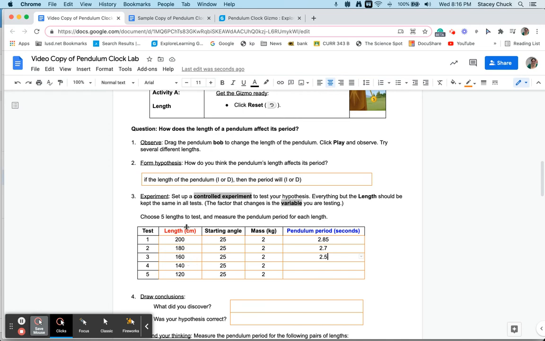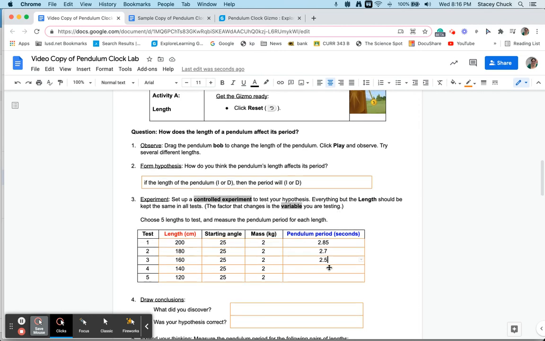So as I decrease the length of the pendulum, I'm actually decreasing the period as well. So those are directly related. So if the length of the pendulum increases, then I would say the period increases. If I said the pendulum length decreases, then the period would decrease.